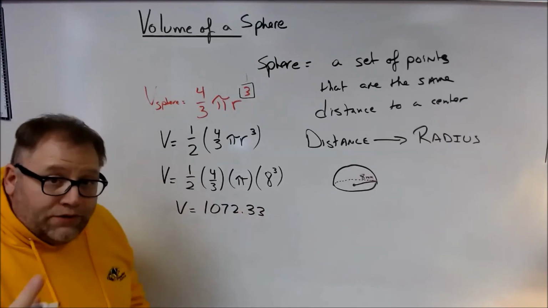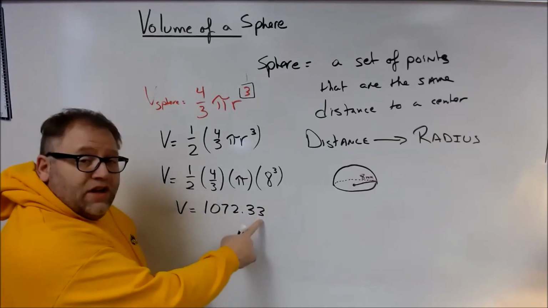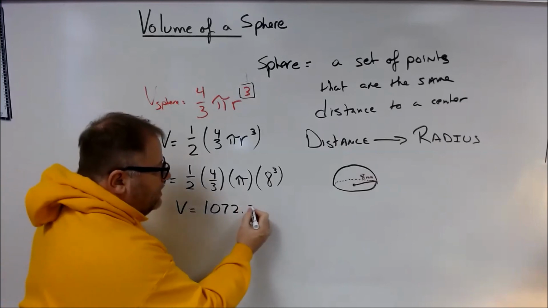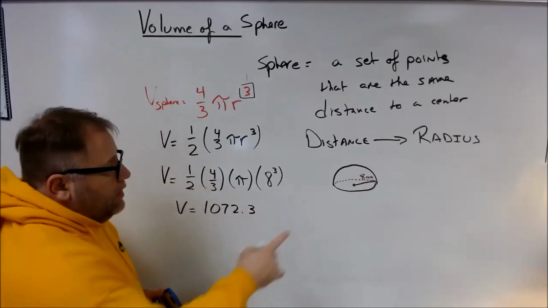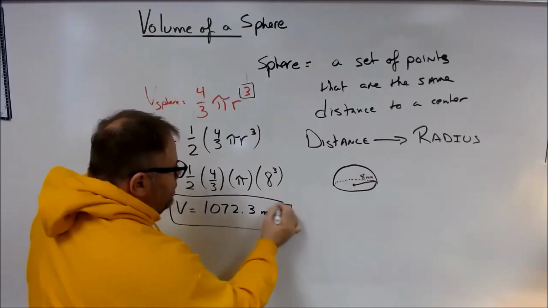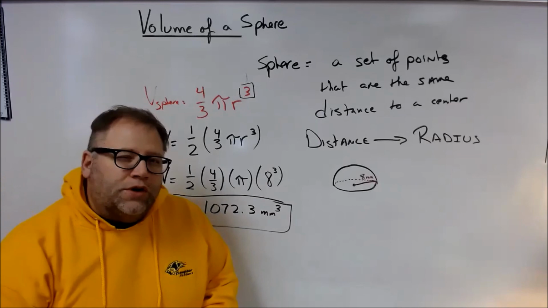1072.33. Rounding to the tenths place, I check the hundredths. Hundredths is less than 5, so we're going to keep this as a 3. Add my units, millimeters cubed. There we go. Short, sweet, simple.